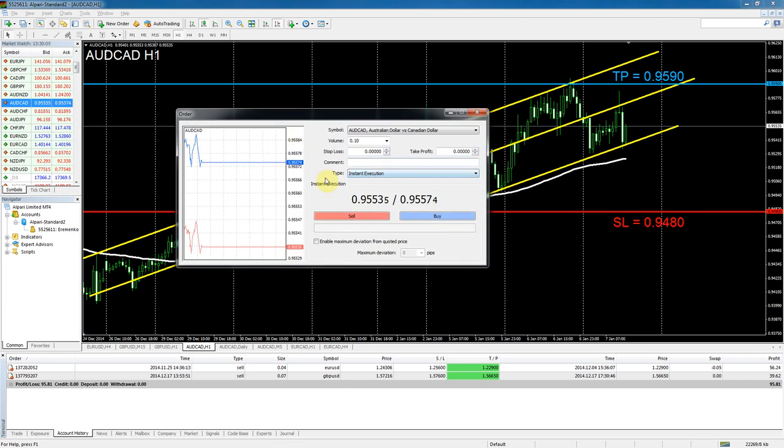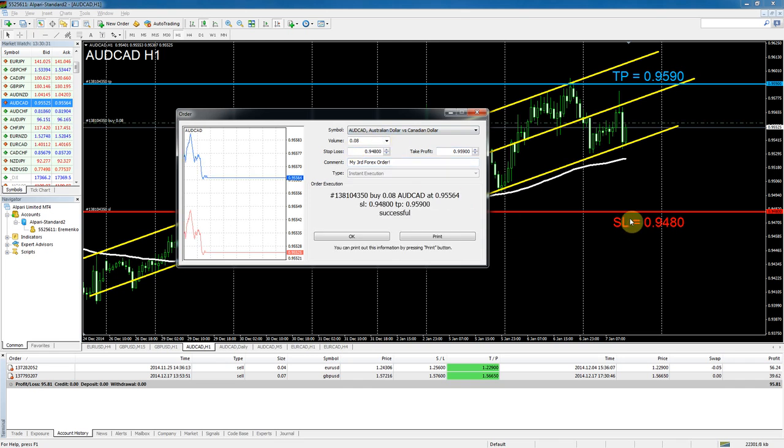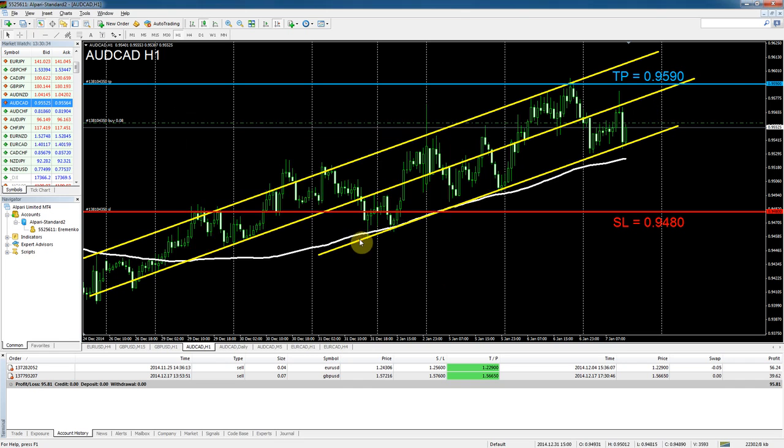The order screen pops up, and so we'll type in 0.08 lots. Stop loss is 0.9480. Take profit 0.9590. Comment: my third Forex order, and instant execution. We want to create a buy order. Everything's ready, just double check very quickly. Currency pair is correct. Click buy, and voila, the order is ready.